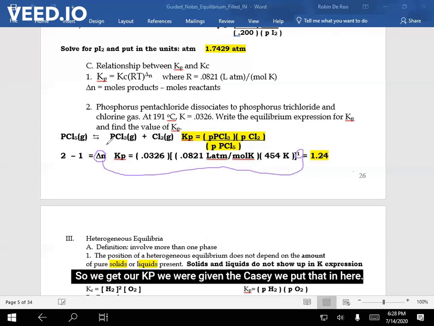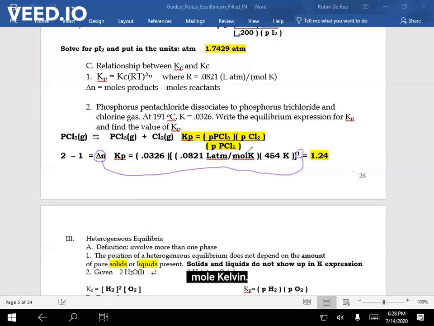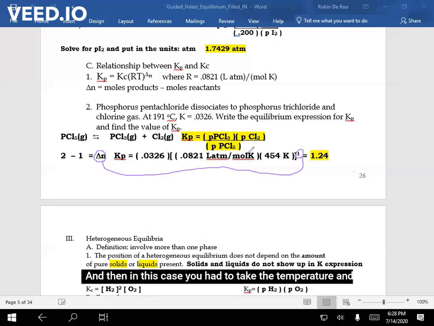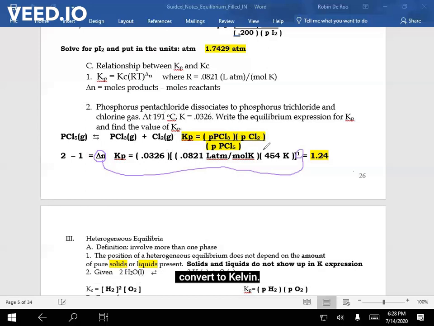So we get our Kp, we were given the Kc, we put that in here. We use the 0.0821 liters atmosphere over mole Kelvin. And then in this case, you had to take the temperature and convert it to Kelvin. And then when we do the math, we get 1.24. So this is our Kp.